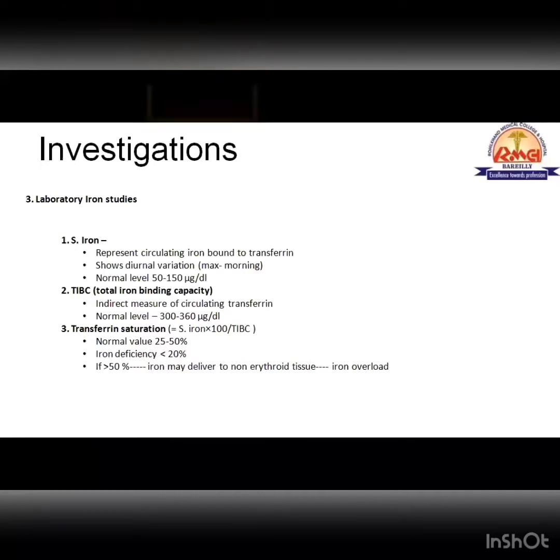Okay, the iron binds to transferrin. We can estimate transferrin directly, but we cannot. So we come up with a new parameter known as total iron binding capacity. It is an indirect measure of circulating transferrin. In iron metabolism, we have seen transferrin occurs in two places. First, inside the brush border epithelium and in circulation.